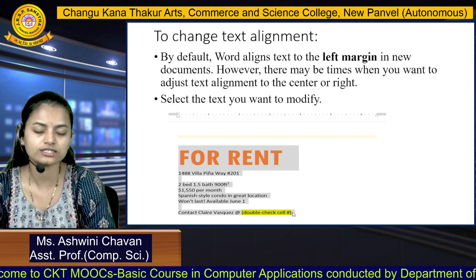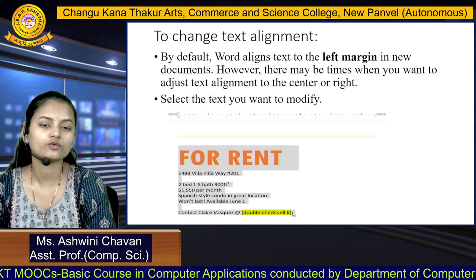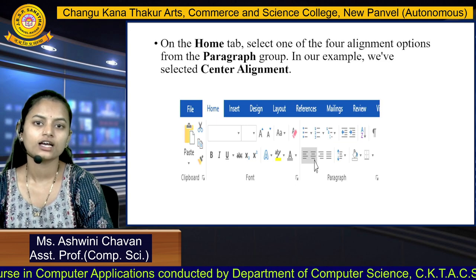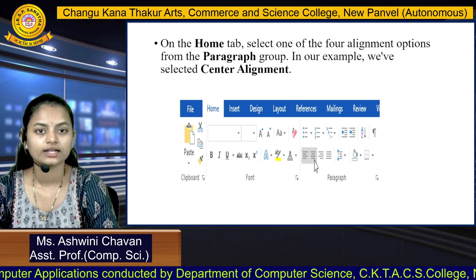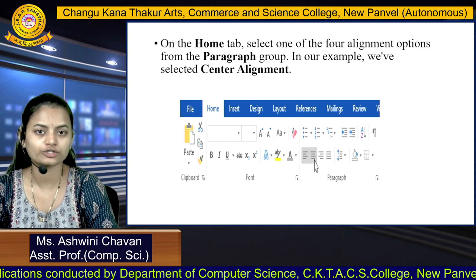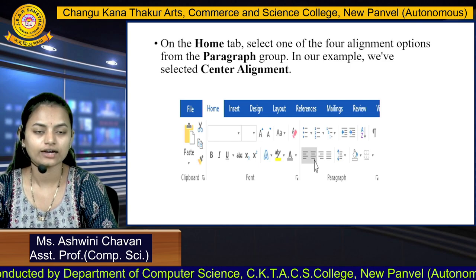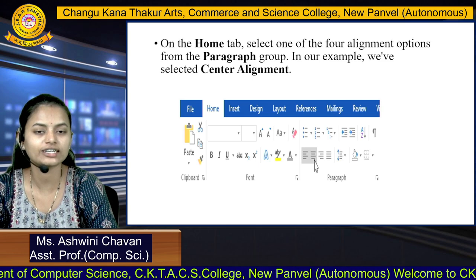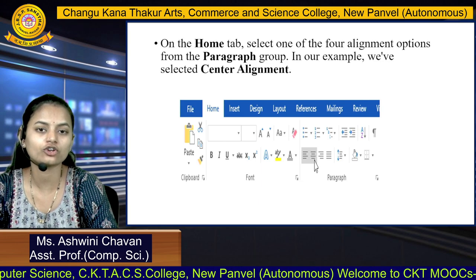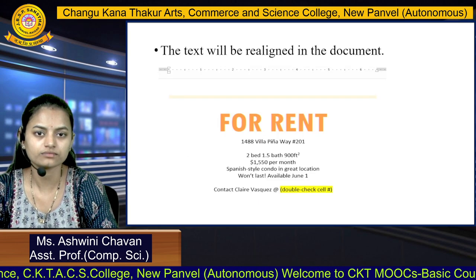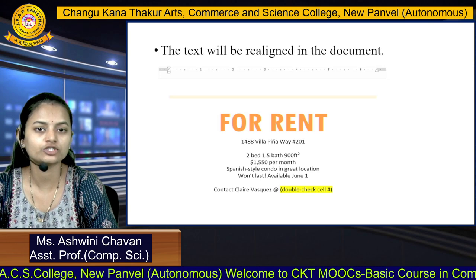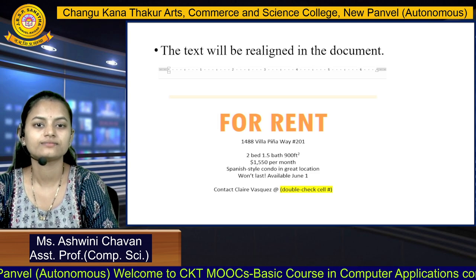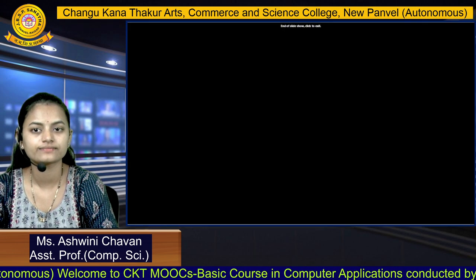We just need to select the text that we want to align. After selecting that text, we need to go to the Home tab, then select one of the four alignment options from the Paragraph group. In our example, we have selected the center alignment. So our text will be aligned in the center of our document. In the resulting image you can see the changes, that our text is realigned at the center. Thank you.